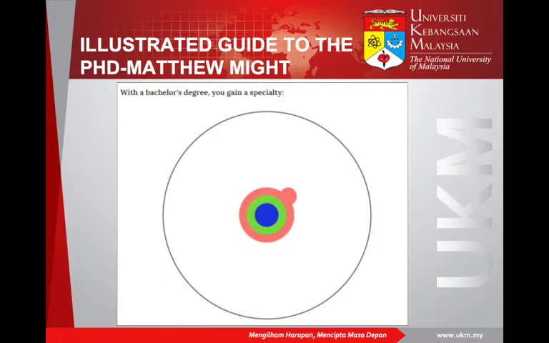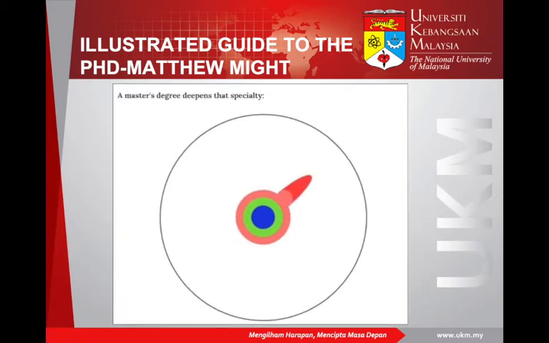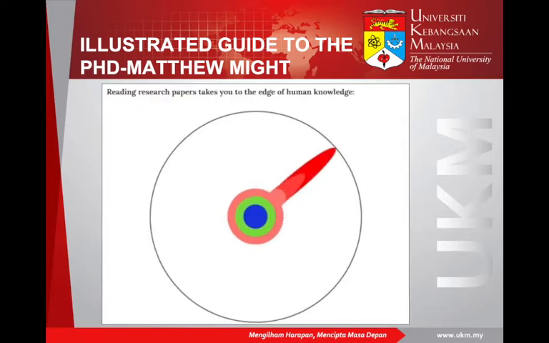With a bachelor's degree, you gain a specialty. So this bump there is your specialty once you finish your degree. If you do a master's degree, it will deepen that specialty to a certain level. Then you read some research papers, you know the state of the art, you know the most current technology, the most current knowledge. So it takes you to the edge of human knowledge. You reach this point.